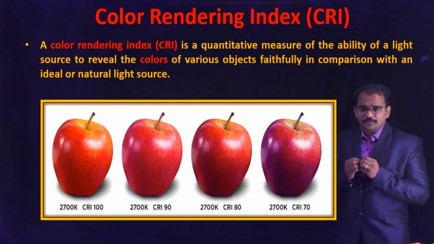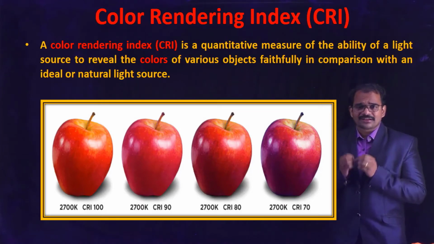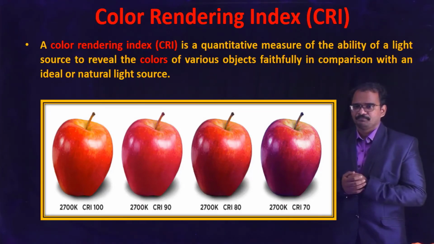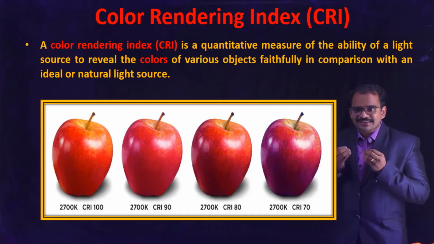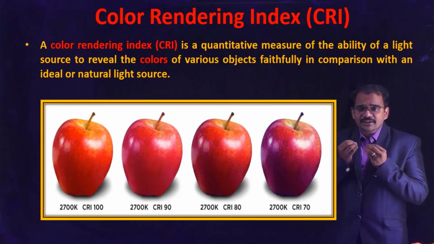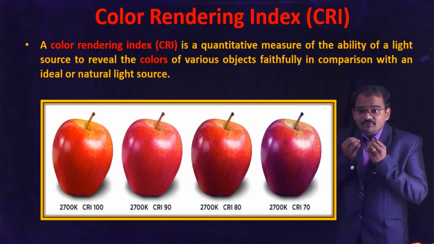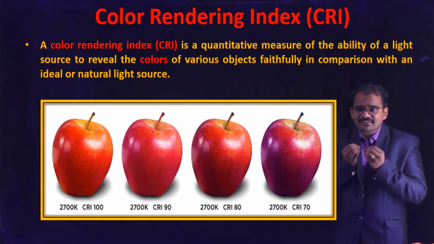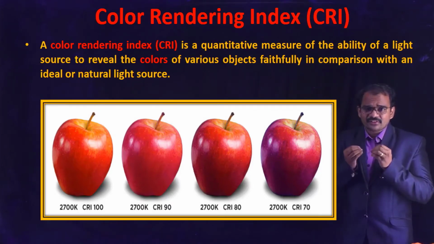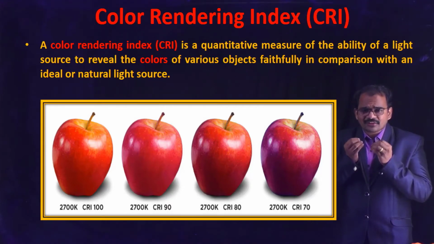Now let us see one more important topic in lighting called color rendering index, CRI. So what does CRI mean? The color rendering index is a qualitative measure of the ability of the light source to reveal the colors of various objects faithfully in comparison with the ideal or natural light source.